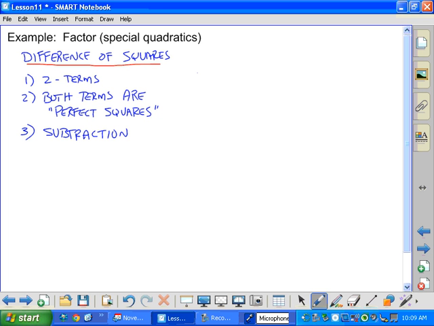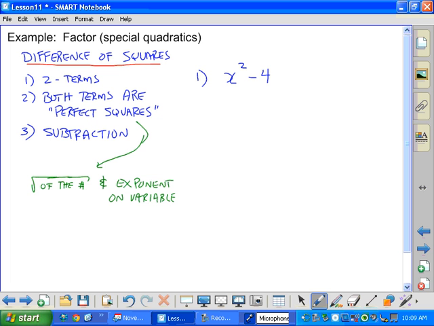So, first one, let's go with x squared minus 4. We'll start off easy. Again, exponents have to be even. All right, so perfect squares. Maybe add this down below. You take the square root of the number, and the exponent on the variable is even. So this is for the people that did not remember what a perfect square means.